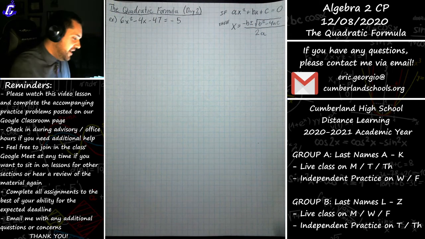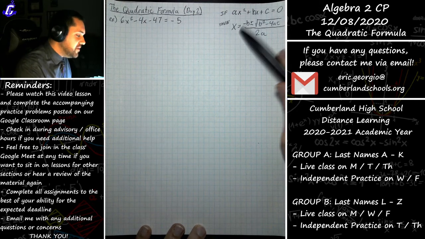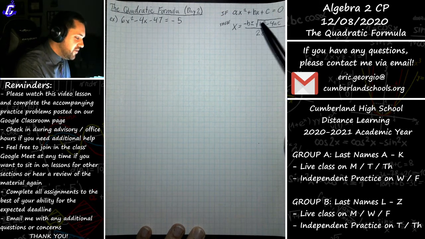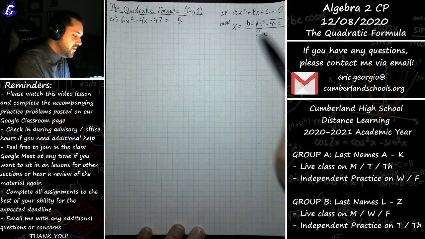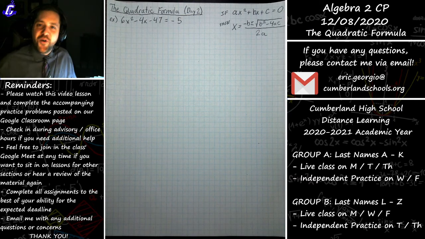We're doing it again. It says x equals negative b plus or minus the square root of b squared minus 4ac all over 2a. And that's the quadratic formula song.